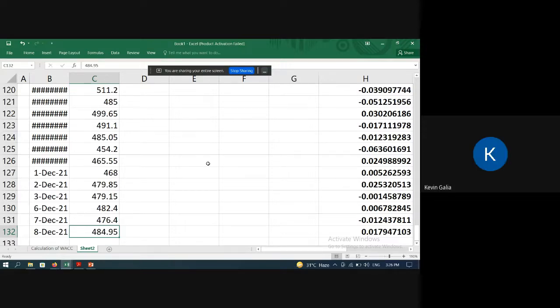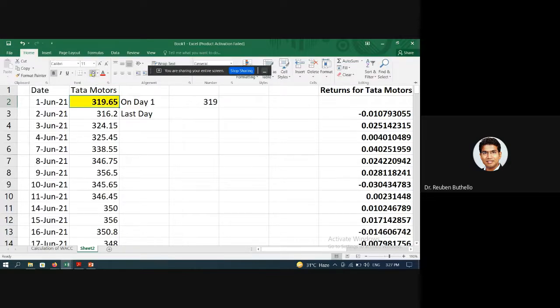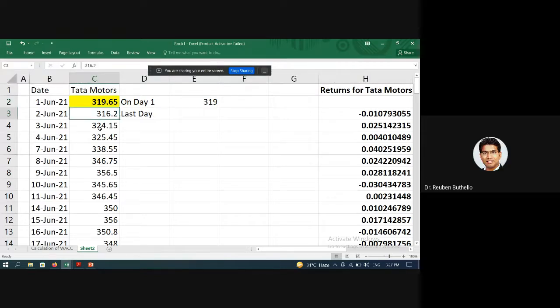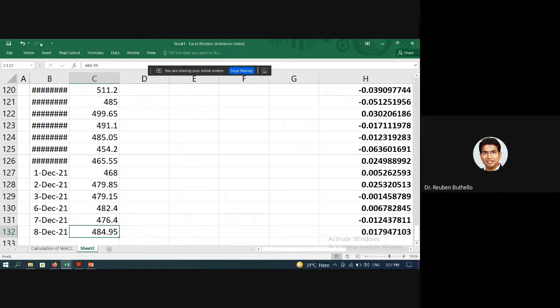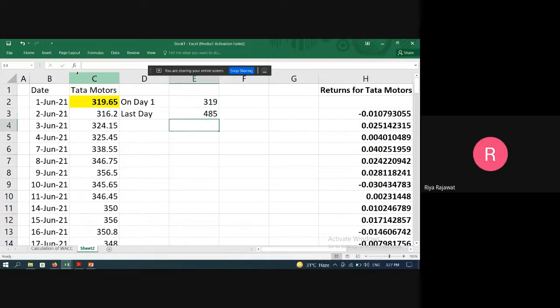Okay, so what I'm doing is I'm looking at day one. On 1st of June, my stock price was how much? 319. You can see it right here. Okay, you can see it is 319 rupees. On the last day, if I go right down on 8th of December, the same stock price is how much? 484. So it is an increase of 165 rupees.